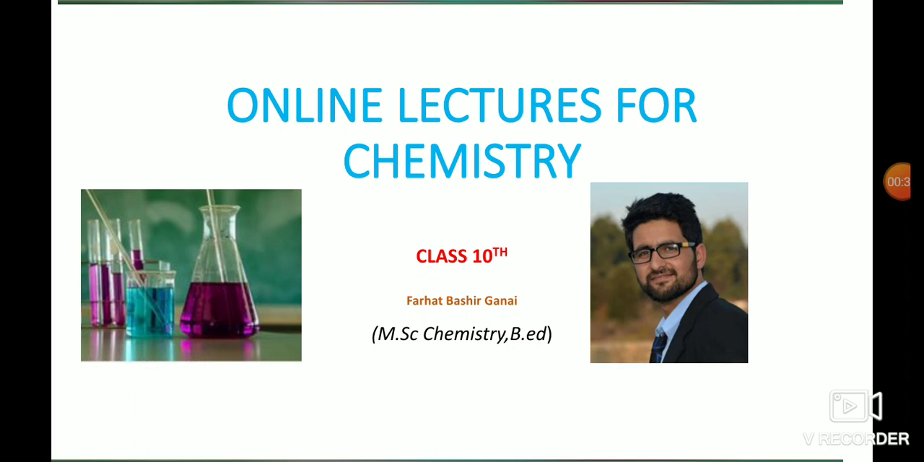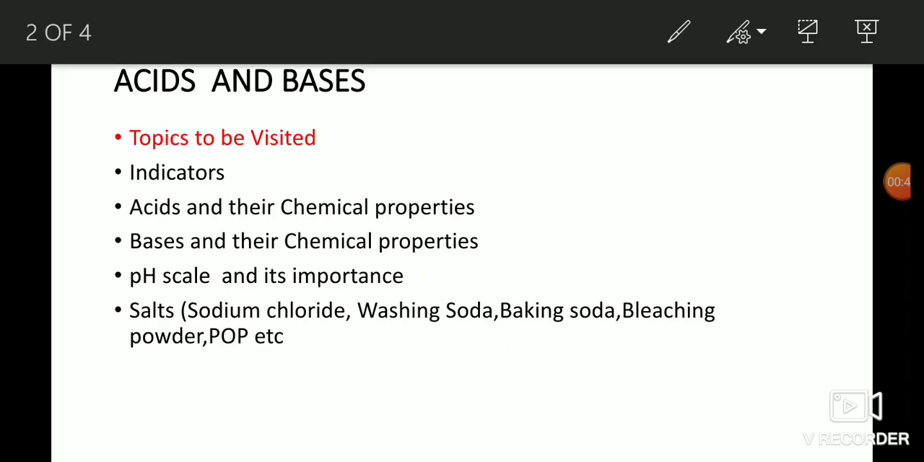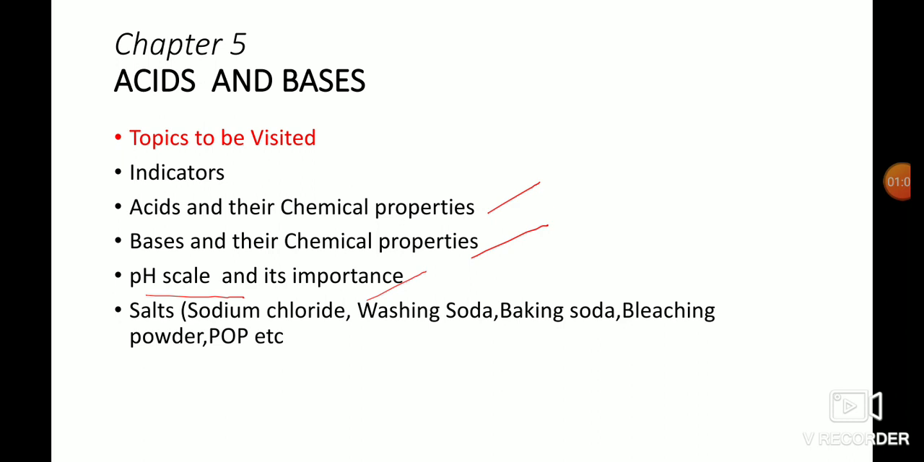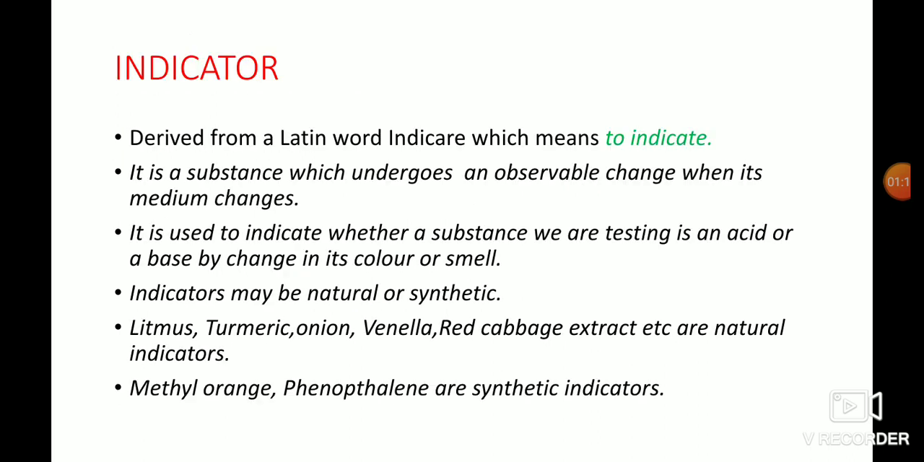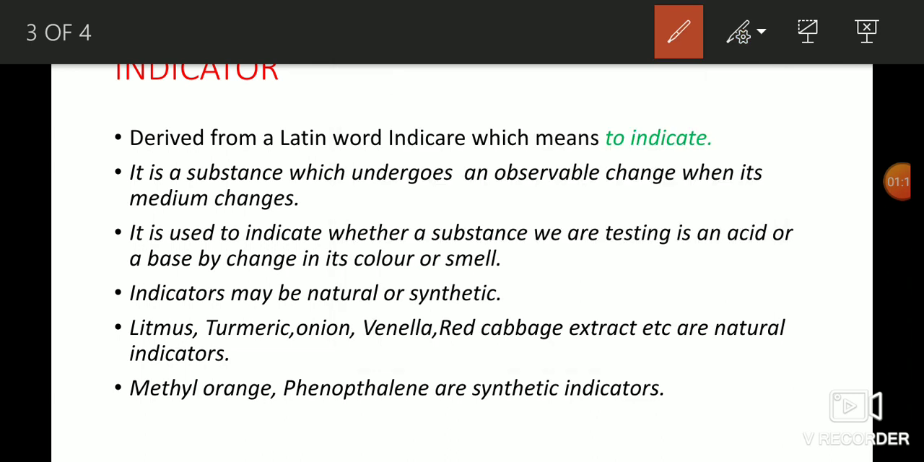This chapter will consume at least 5 lectures, and the first lecture will be based on indicators, second acids and their chemical properties, third will be bases, their chemical properties, fourth pH and its importance in our daily life, and fifth will be salts. So students, we will start our first lecture, which goes as indicators.